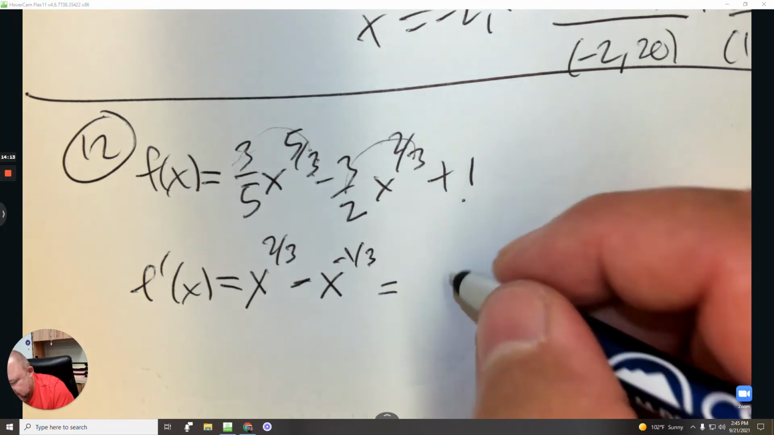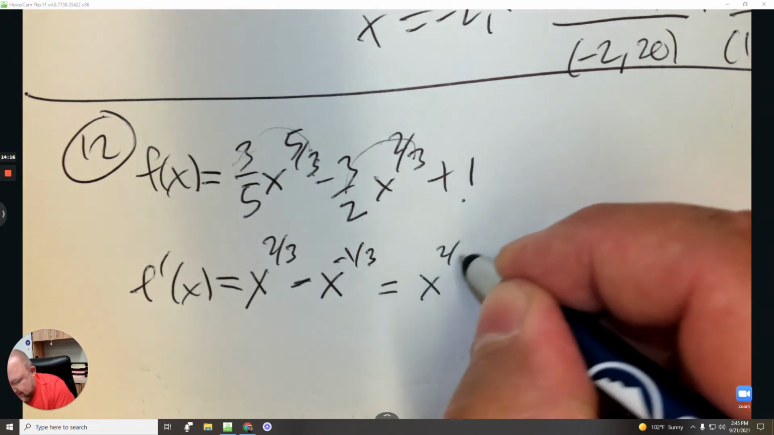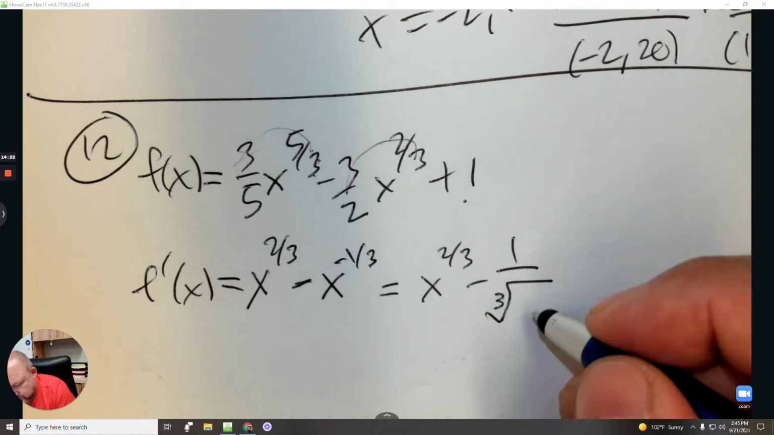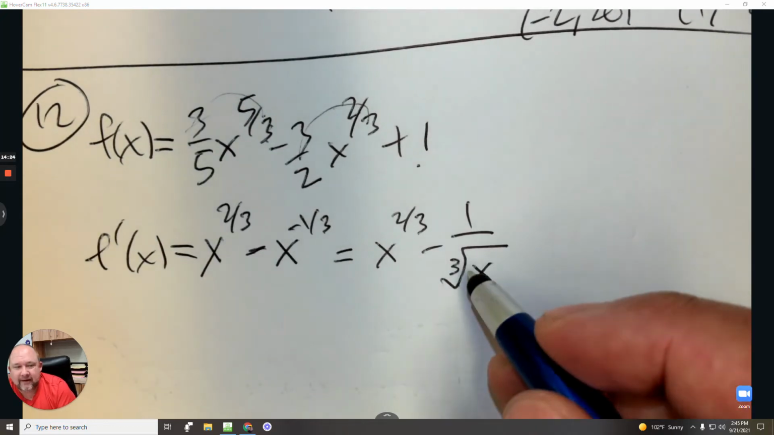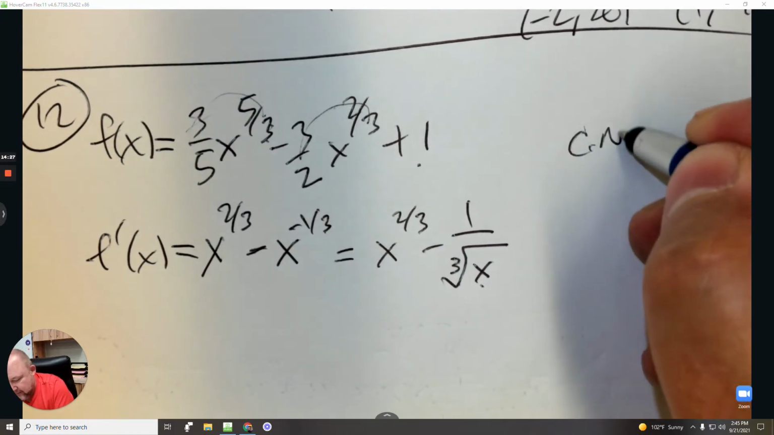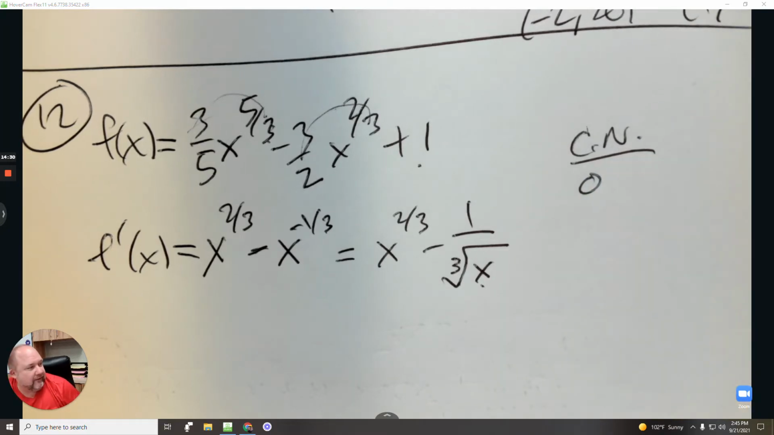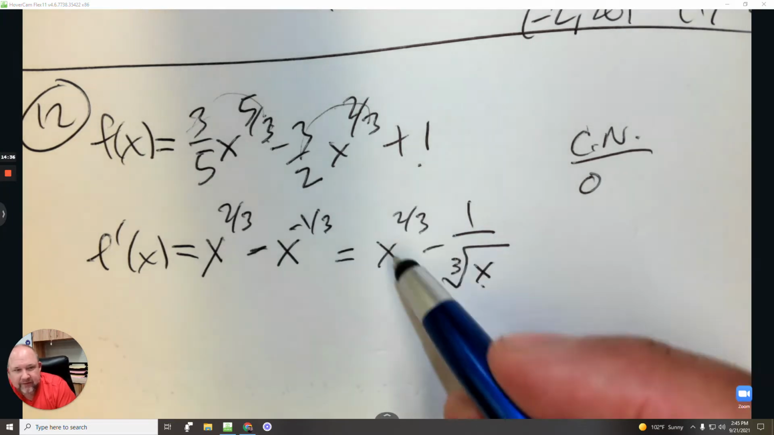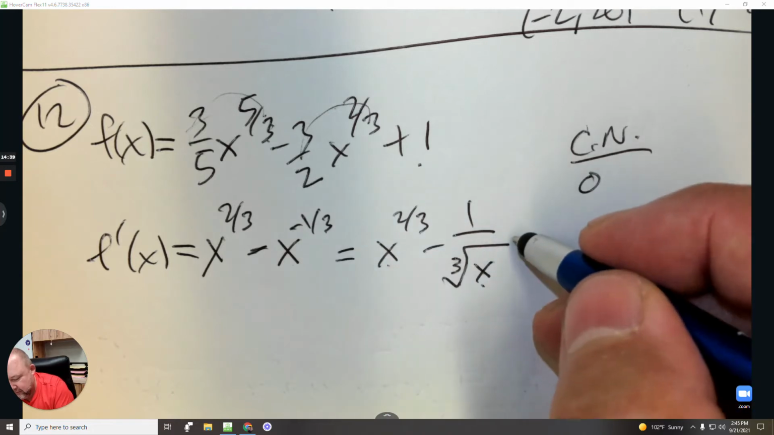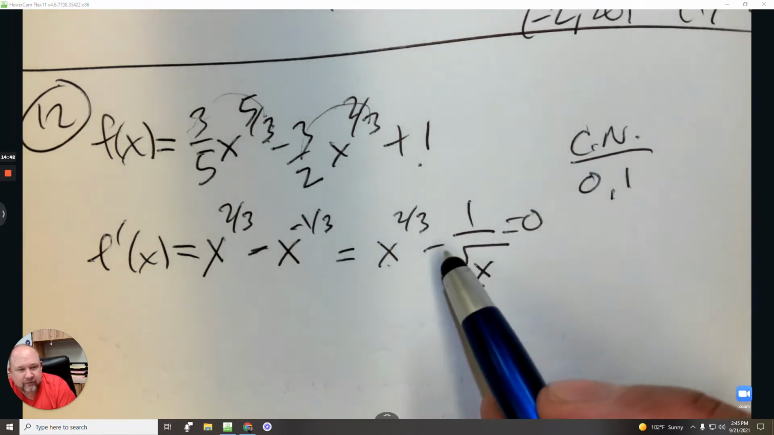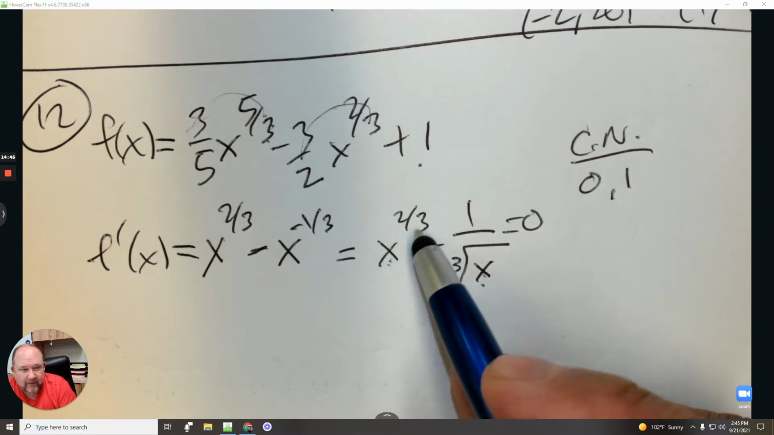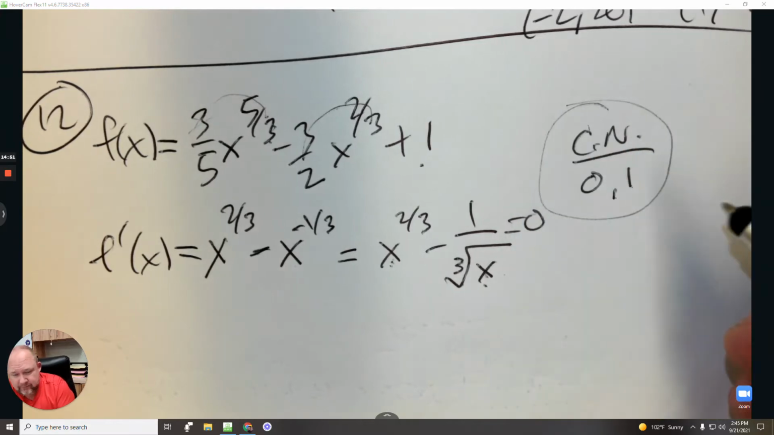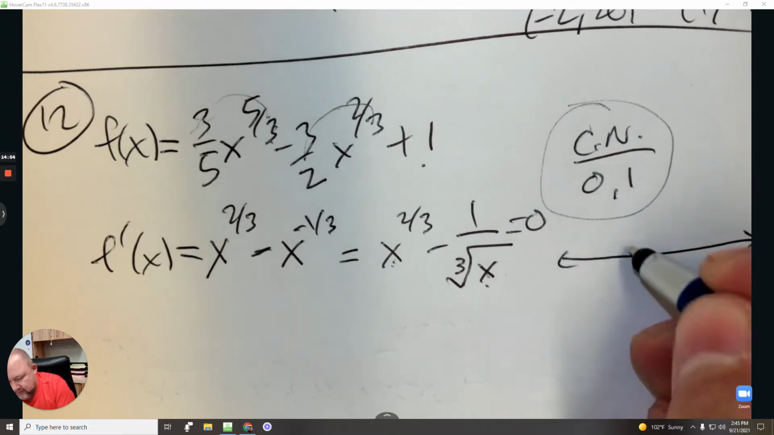I'm going to write this algebra friendly to a point. I want you to recognize that one of the critical numbers is 0 because it makes the derivative undefined. And the other answer here, if I plug in positive 1, it gives me the answer 0. So by doing some observational skills, plug in 1 for x, and 1 to any exponent is 1, and that gives me the answer 0. So these are my two critical numbers I'm going to use. That's 0 and 1.